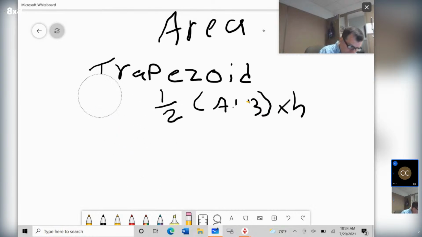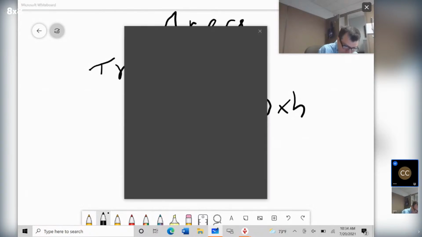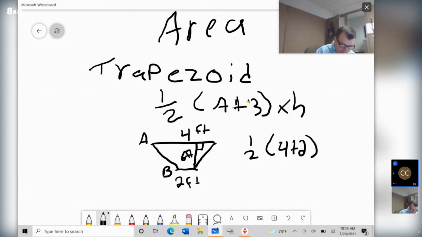I'll draw this again. You can see this top line and the bottom line are parallel. Say this is 4 feet, this line down here is 2 feet, and then the height, you're going to see a line, something like that, and say the height is 6 feet. We've got all our figures. This is line A, and this is line B. So we have 1/2 times 4 plus 2 times the height, and the height's 6.